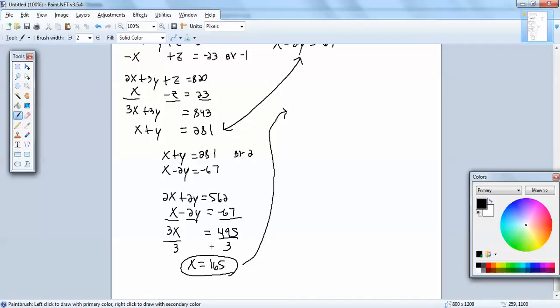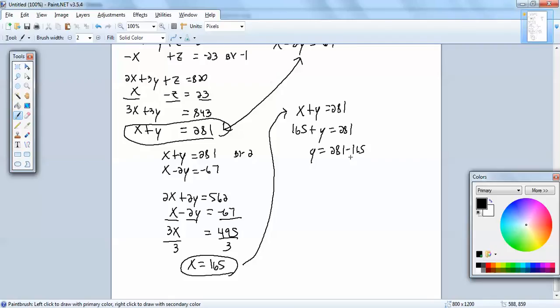Now I want to plug this back into one of my equations and solve for y. And it doesn't matter which one. Might as well pick this one. So I got x plus y is equal to 281. X we said is 165, plus y is equal to 281. Take the 165 over. And 281 minus 165, 116.